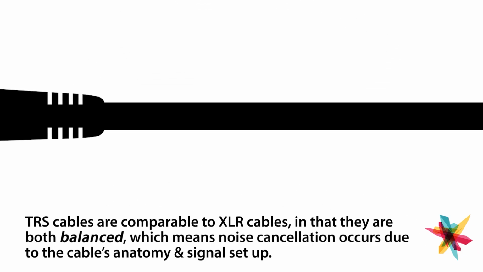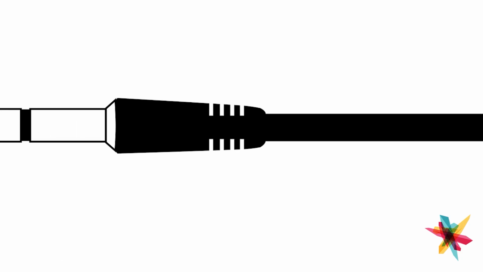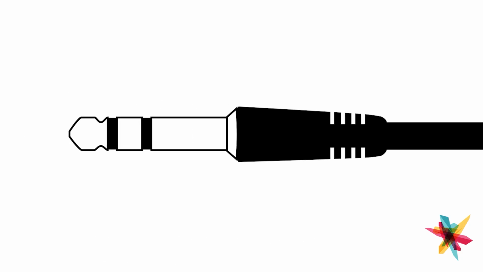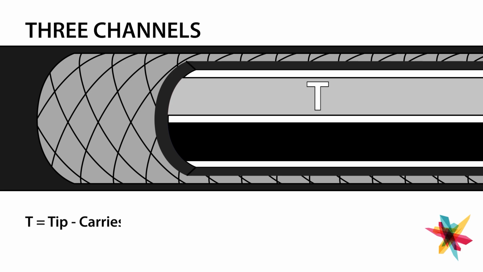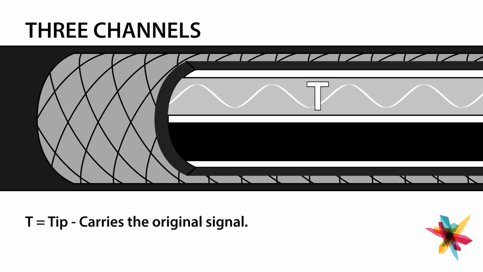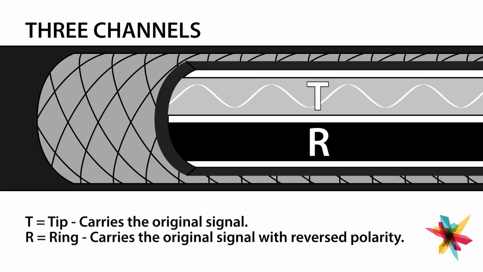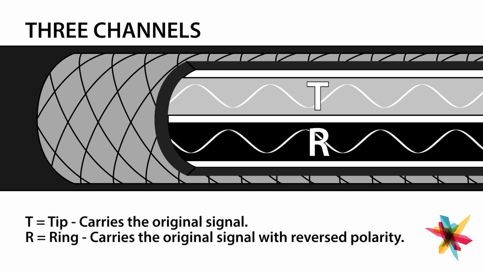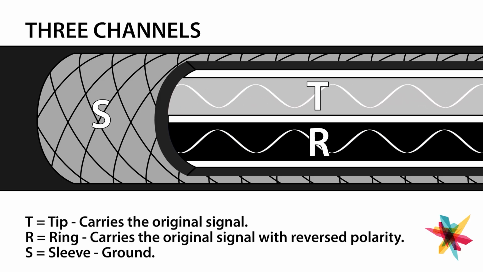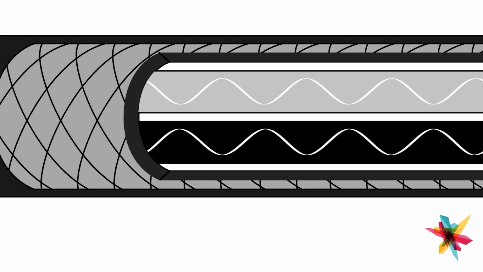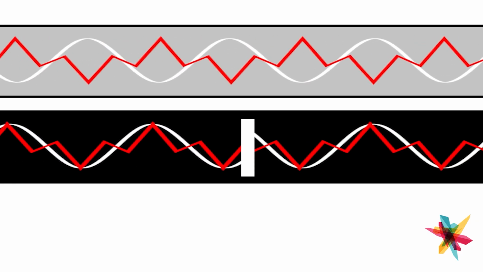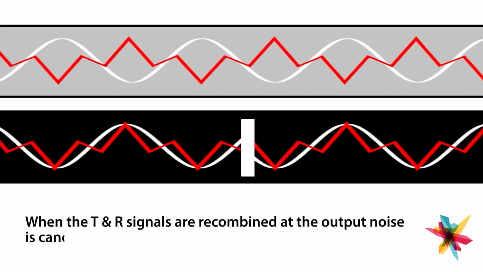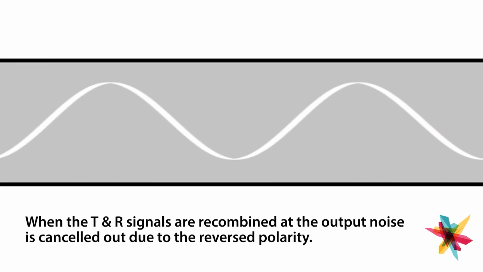TRS cables have 3 wires running inside of them, and you can clearly discern this by looking at the connector at the end. TRS stands for tip, ring, and sleeve. The T channel carries the original signal. The R channel carries the duplicate of the original signal with an inverted polarity, and the S is the ground of the circuit. The T and R channels are recombined at the output, and noise reduction is achieved by using the phase cancellation principle, just like with any balanced cable.